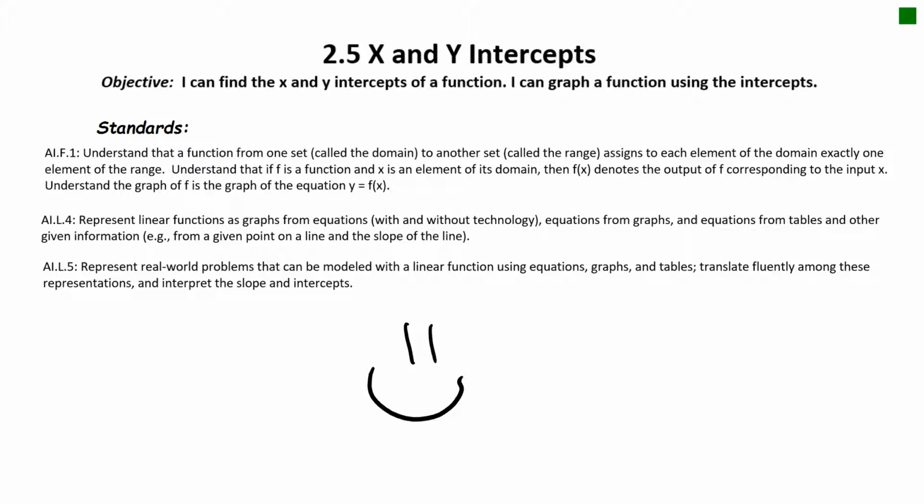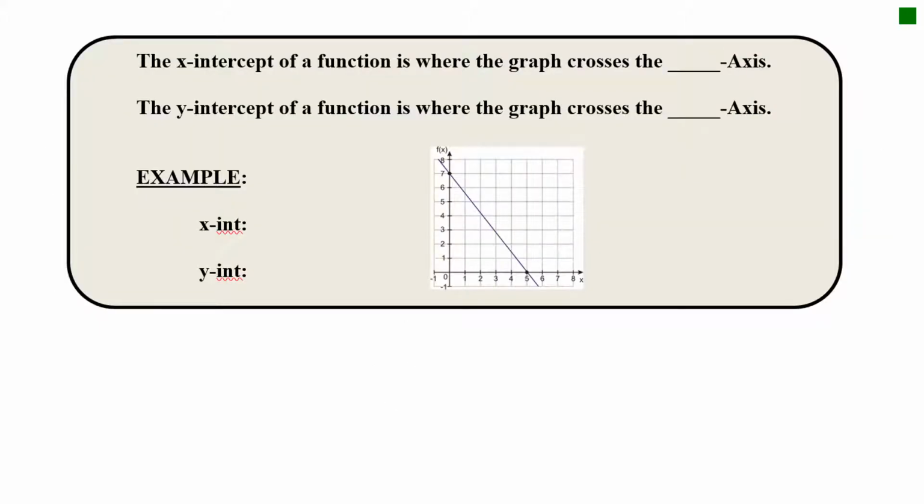All right. X and Y intercepts are where the graph crosses the axes. So the x-intercept is where it crosses the x-axis, and the y-intercept is where it crosses the y-axis. So this is your x-axis, remember. This is your y. So it crosses the axis right here. That's what intercept means. It's like intersection.